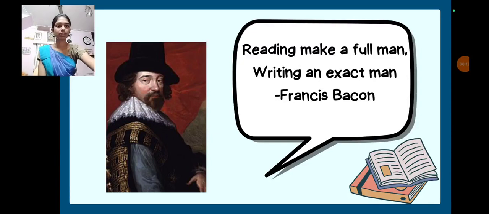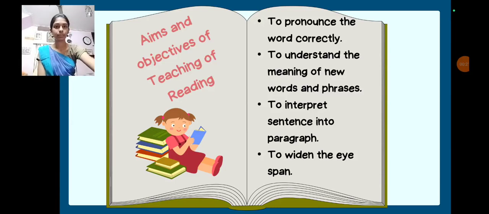First, I have given the quote said by Francis Bacon about reading. He said, "Reading makes a full man, writing an exact man." Then we move on to aims and objectives of teaching reading.